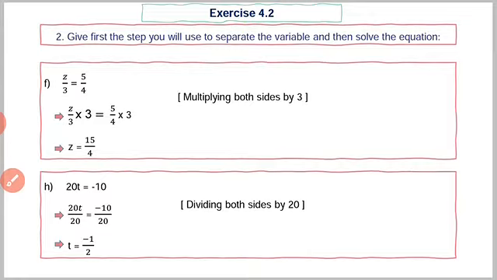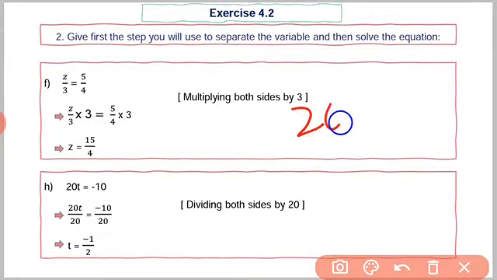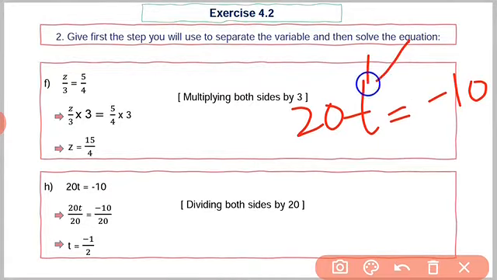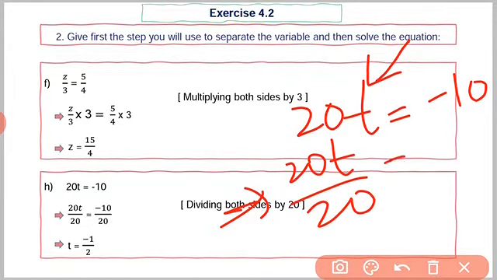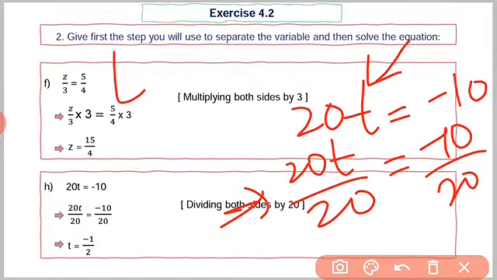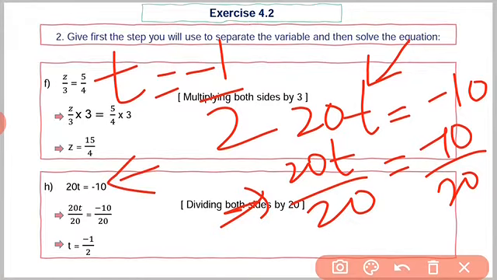Now taking the H part, it is 20t is equal to minus 10. So we have to separate the variable t. So we will divide both sides by 20. So we will be left with t is equal to minus 1 by 2. And t is equal to minus 1 by 2 is the solution to this equation.